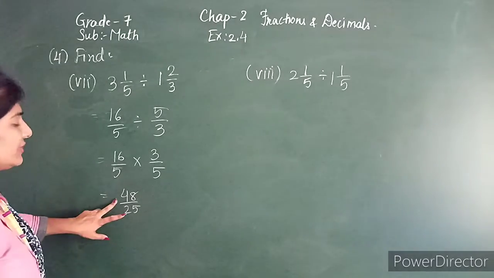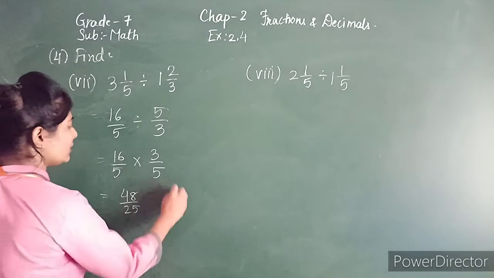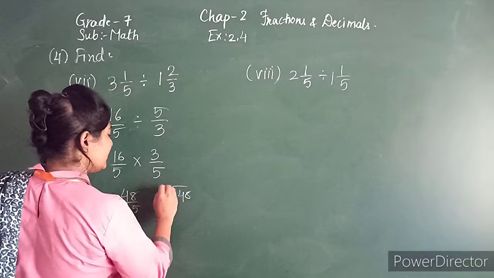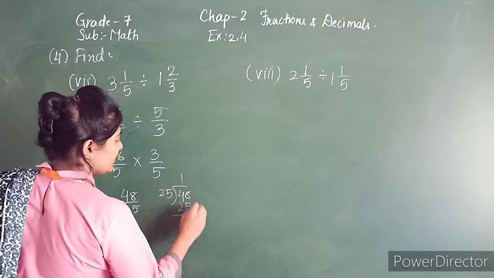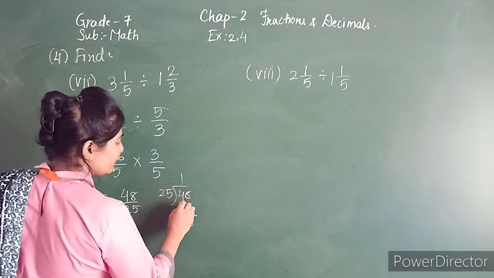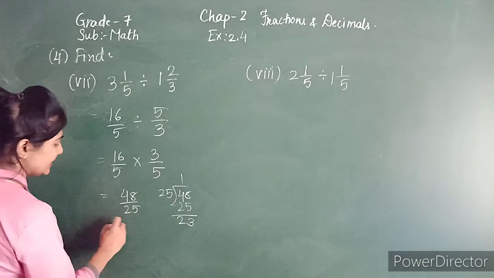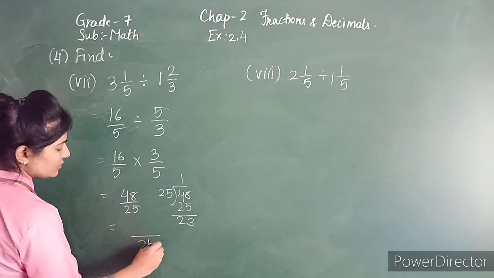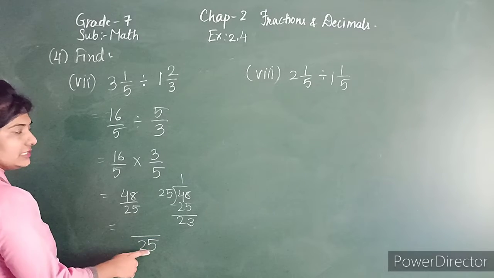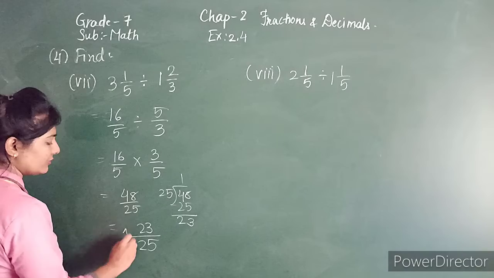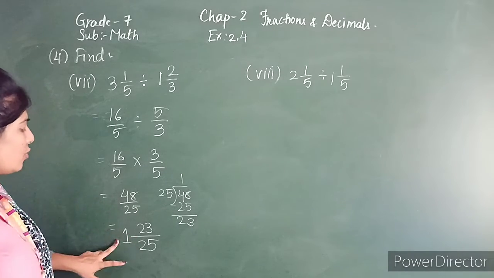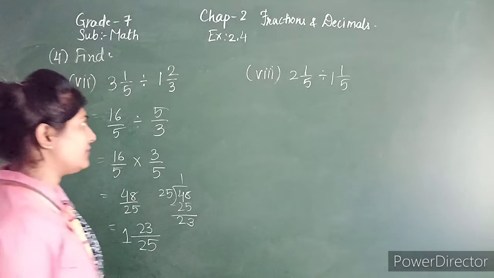So here also numerator is greater than denominator. So we have to convert this 48 upon 25. So 25 ones are 25. 8 minus 5 is 3, 4. So here it is 23. So we have to write 25 in the denominator. This 23 remainder we have to write in the numerator and this one we have to write in the side. So our answer is 1 23 upon 25.